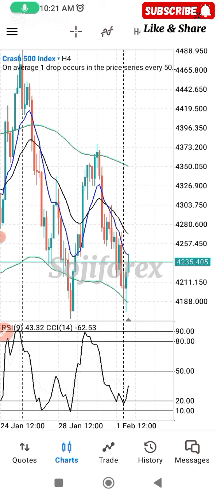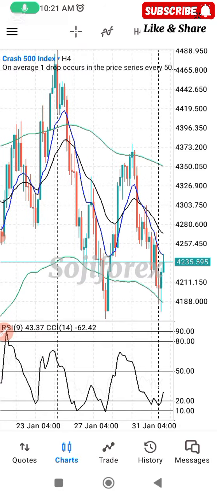So what that means is you will identify the zone, and once price gets to that zone, you will place your buy trade for a boom, and when price gets to the zone, you will place your sell trade for a crash. So let's go into the details.